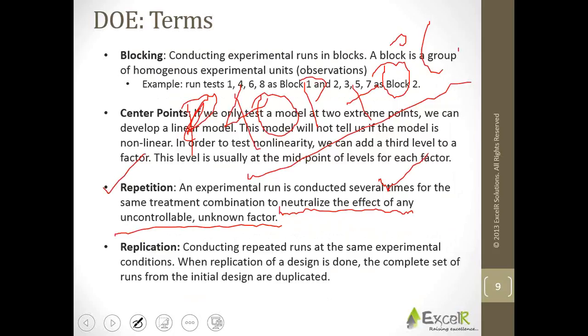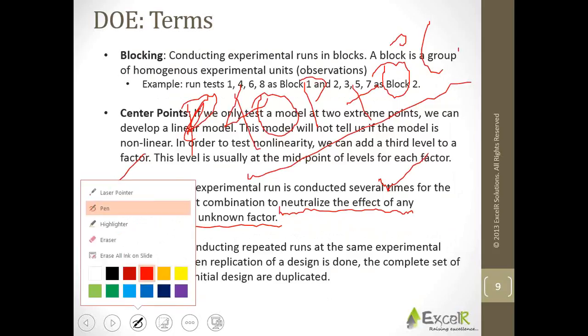Right? This is because I don't know about the humidity factor. Is it impacting my air conditioner conditions or not? I really don't know that. So the moment I run experiments multiple times using the same treatment combination, I get to see various values. Because of those various values, the effect is going to be neutralized. That is all about repetition.